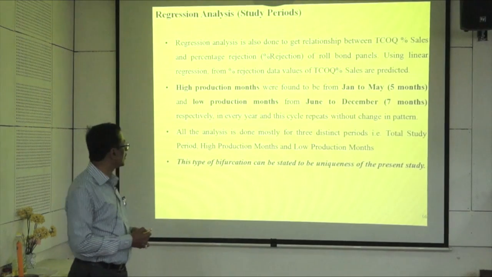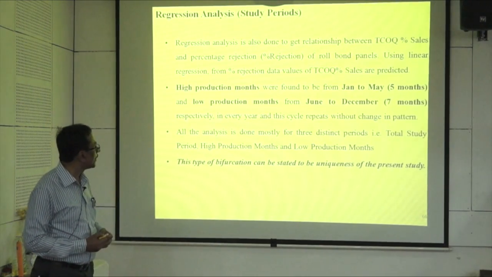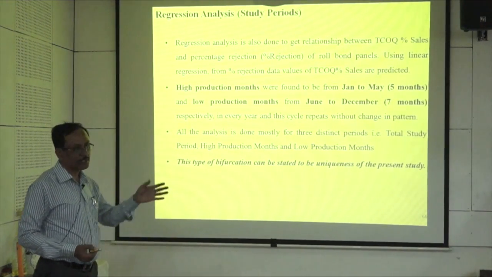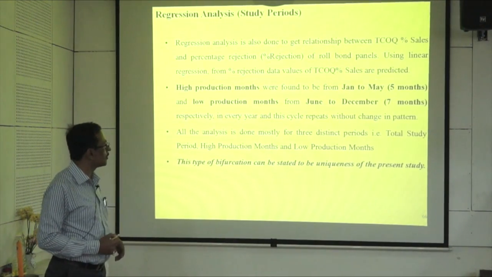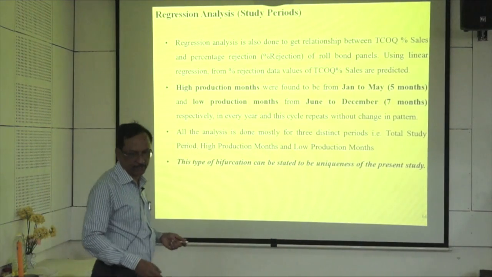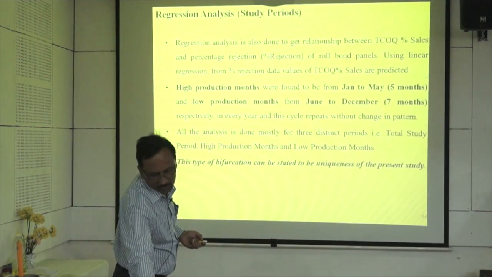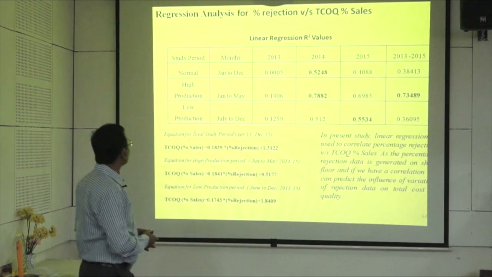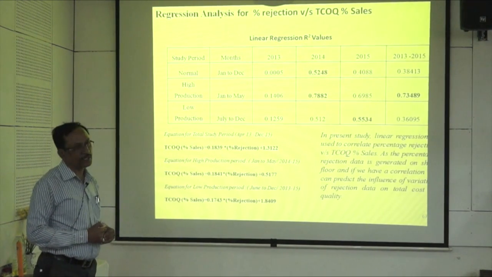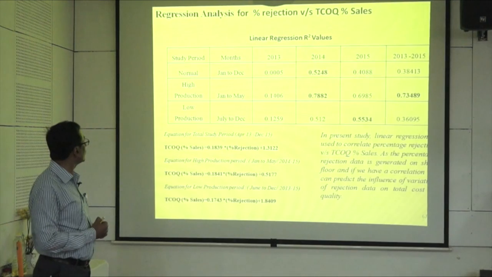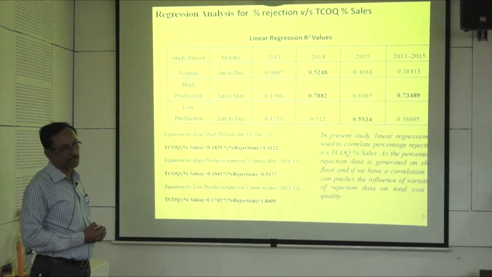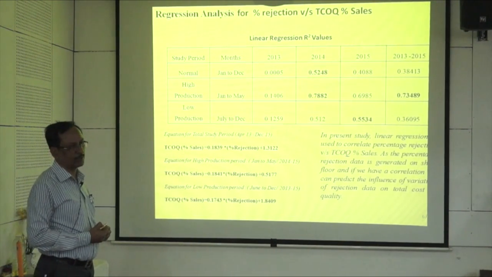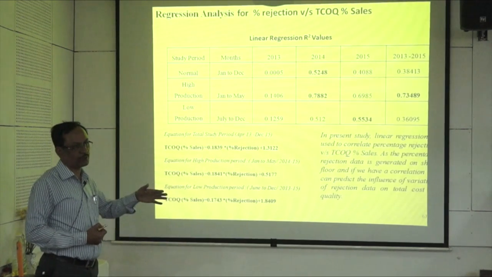Now, regression analysis I have done for these periods, as I told you: January to May, staggered for 2 consecutive years, high production and low production months, and the total period. Sir, now these are the R square values that I have got for regression. For the study period, say normal, 2013, I have a 9 month period. It has not shown any trend because the R square value is very poor. So that point only I have stopped.